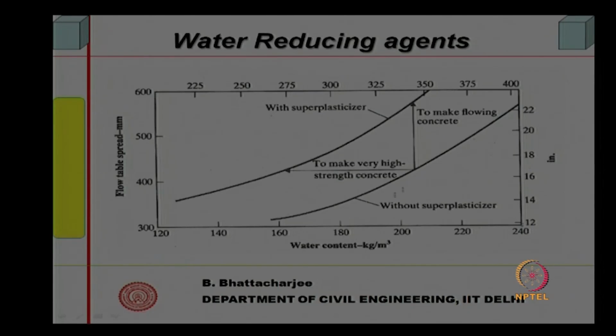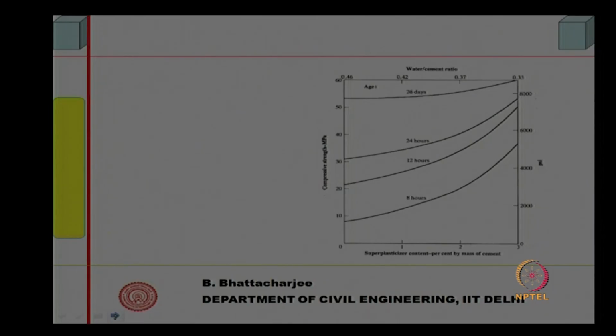For example, without plasticizer, the water content is here and the workability is here. Now, you add plasticizer or water reducing agent, and it will be more flowing concrete. But if you reduce the water and use a lower quantity of water, you will get the same workability and higher strength. So, this will make higher strength concrete. So, you can increase the strength. We will repeat from this diagram in the next class. There are several other benefits and some effects we will study.